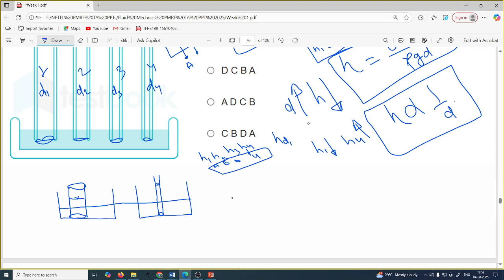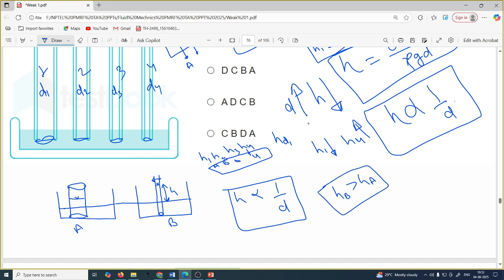How? Because the height h is inversely proportional to 1 by d, meaning as d decreases, height will increase. Here d means the tube diameter, and this is small compared to this, so height will increase. If this is A and this is B, in which is the height more? hB will be greater than hA.